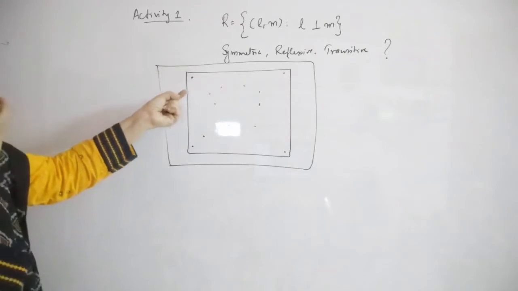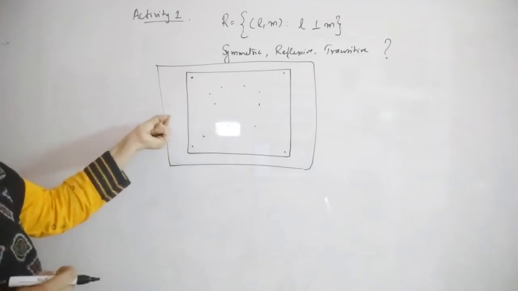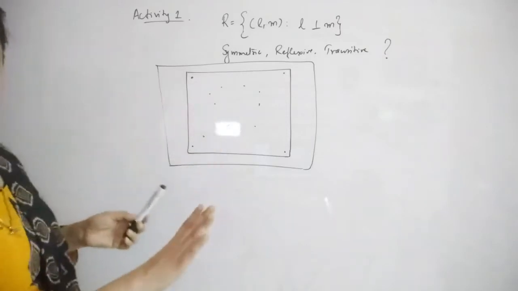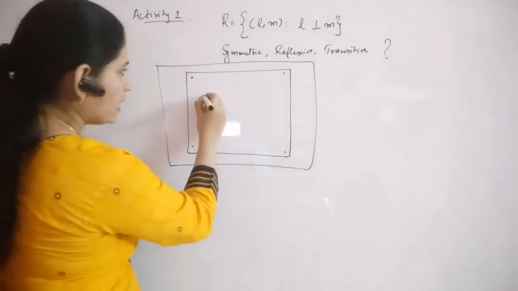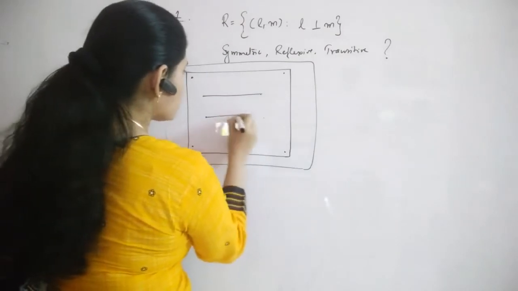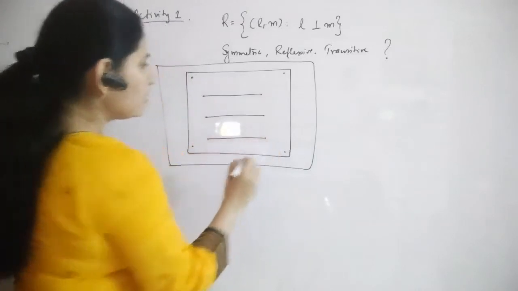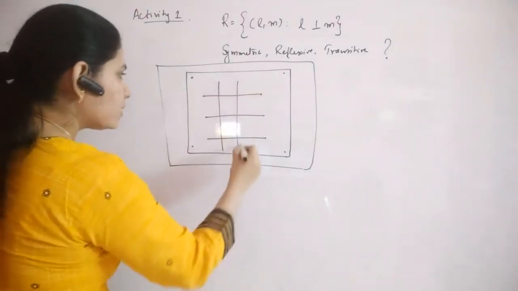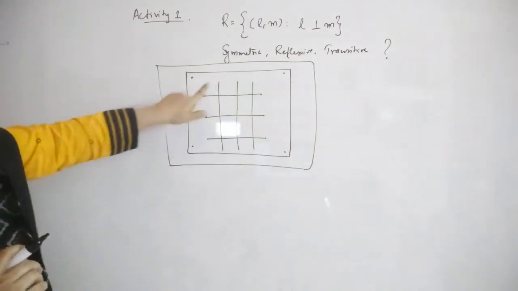Then we need either wires or threads. First we will take 3 pins at a time, and we are joining the pins using the threads, thread or wire, whatever we are using. So like this we are joining 3 parallel lines, whatever are parallel, those we are joining. Then again we take 3 perpendicular lines like this. So you have 3 parallel lines and 3 perpendicular lines.